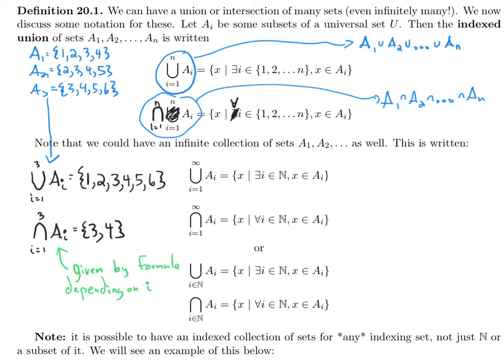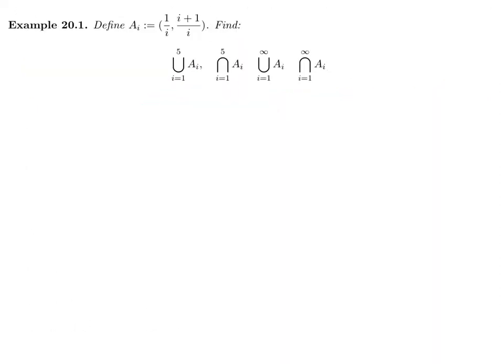This is kind of a difficult concept, so I really want to do a few examples, and hopefully that will give you an idea of what's going on. So here's an example where I want to calculate both a finite union and a finite intersection, and an infinite union and an infinite intersection.